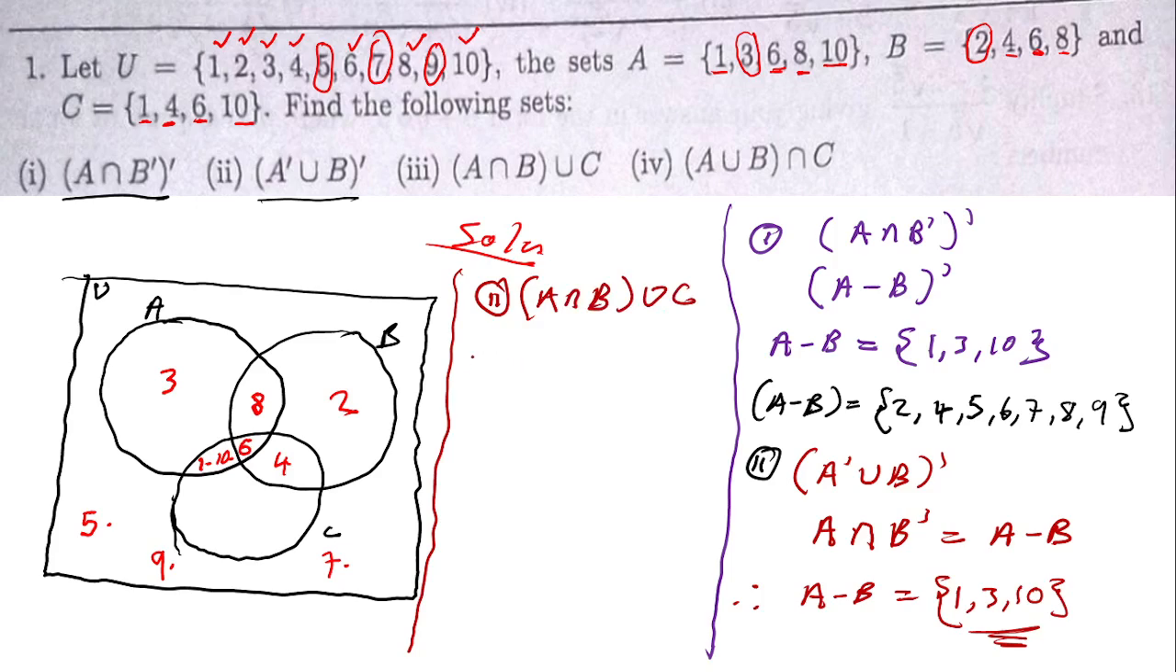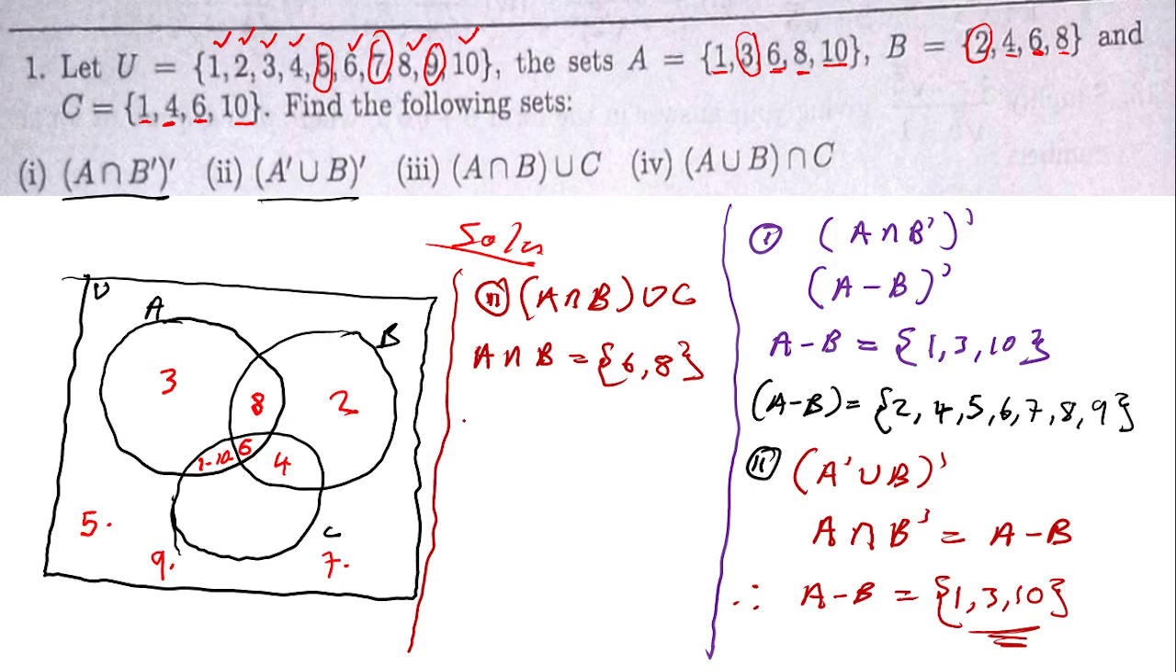So what we'll do is I'll start with A intersection B. A intersection B is simply equal to, so look for A intersection B, which is what, 6 and 8. So this is A intersection B. Then this A intersection B, you are uniting it with set C. So this A intersection B, you are uniting it with everything in C.